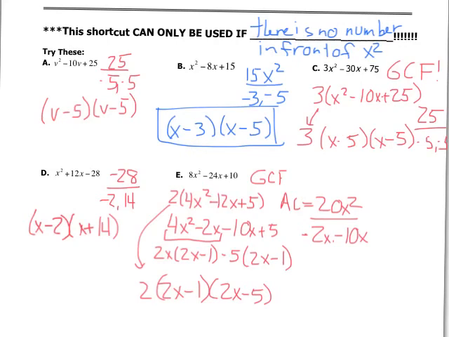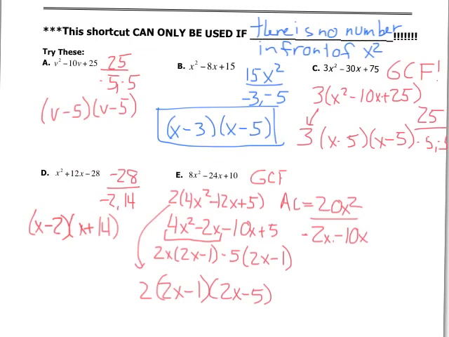Okay, D is another one that we can use the shortcut because there's no number out in front of x squared. So the numbers that multiply to negative 28 that add to 12 would be negative 2 and positive 14. So those go straight into my parentheses. So x minus 2 and x plus 14.